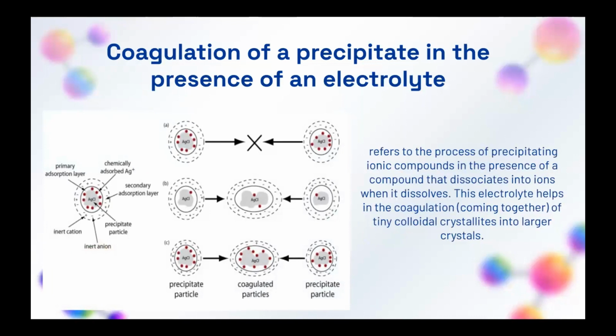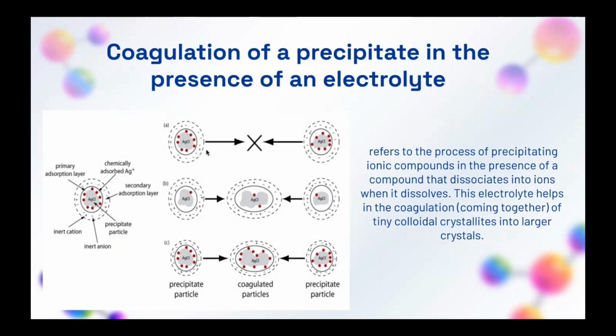So this is how it looks like. As you can see, the red dots are the chemically adsorbed silver cations. This is adsorbed in the primary adsorption layer, and then the secondary, you call this the ionic atmosphere or the ionic boundary atmosphere. So due to the silver cations, it is attracting the anions. As you can see in letter A, it cannot go together because of the repulsion of the anions.